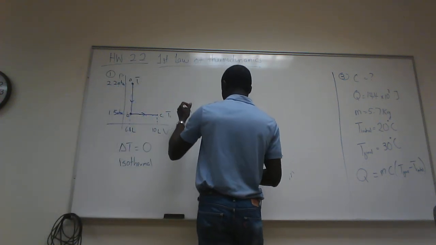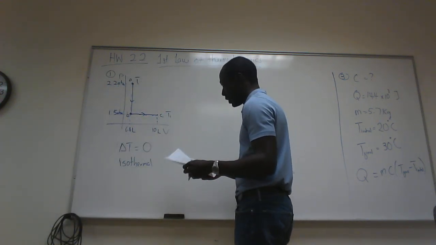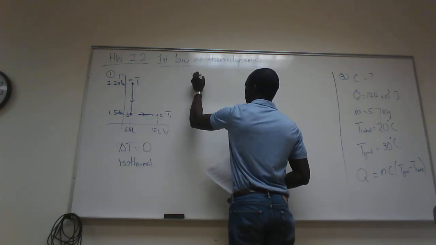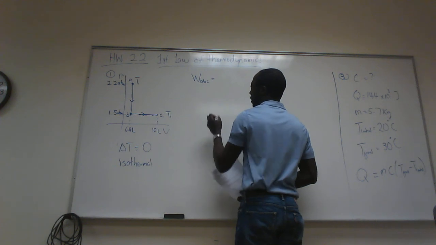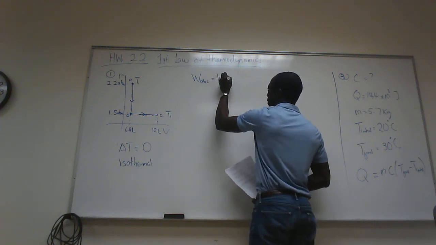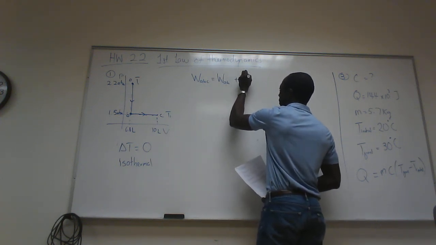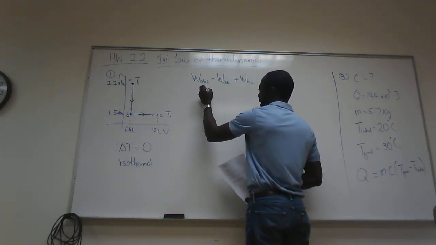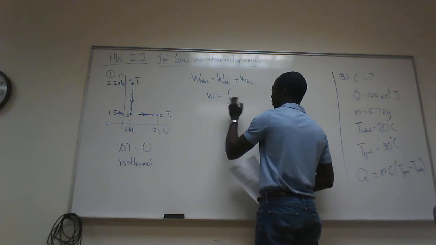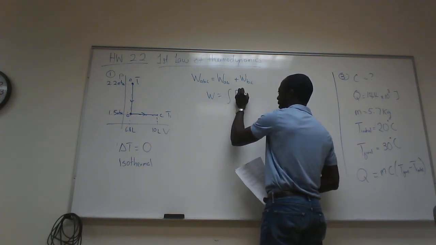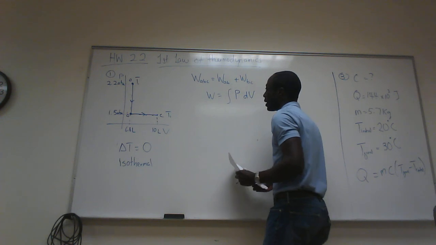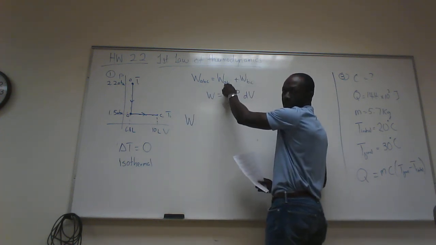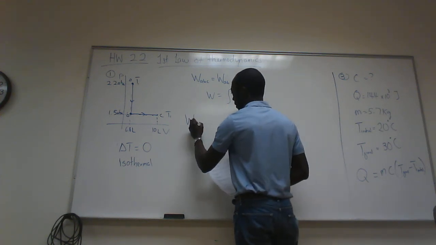Alright, so to solve this problem, to find in part A the total work done going from here to here to here. So the work done going from A to B to C will be equal to the work done going from A to B plus the work done going from B to C. And we said that the work done is generally equal to the integral of the pressure and the change in volume. So we're going to break this up into two parts. We're going to find AB and then BC and then sum them up together.